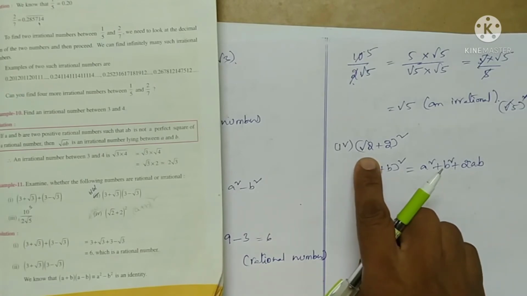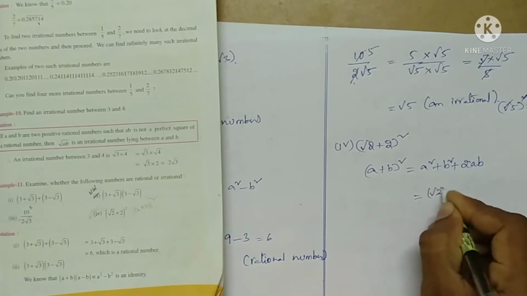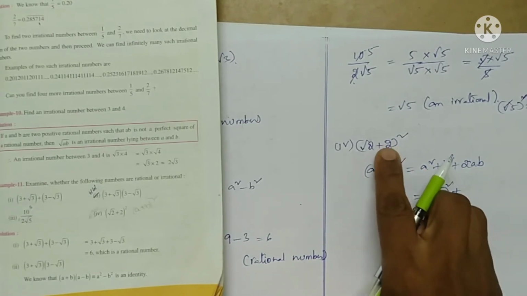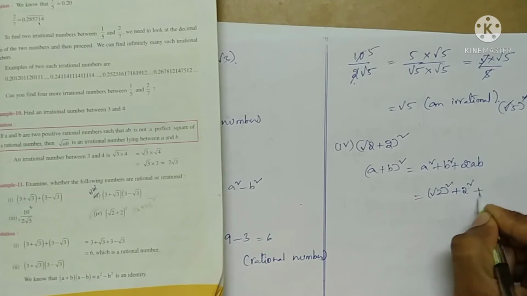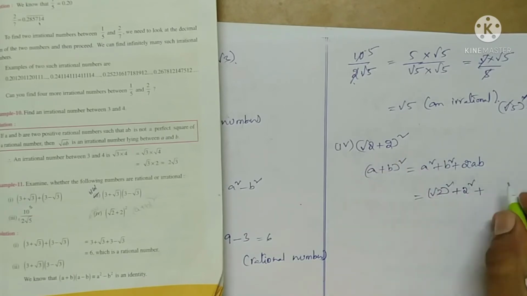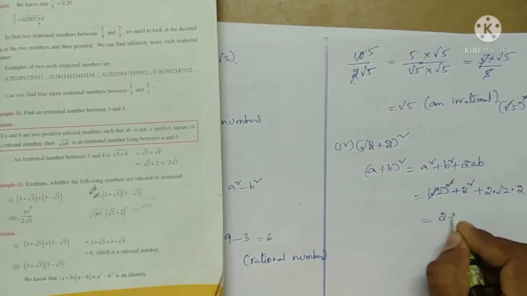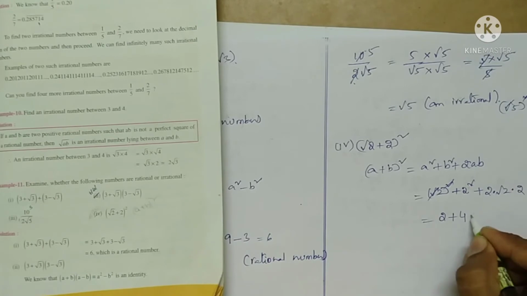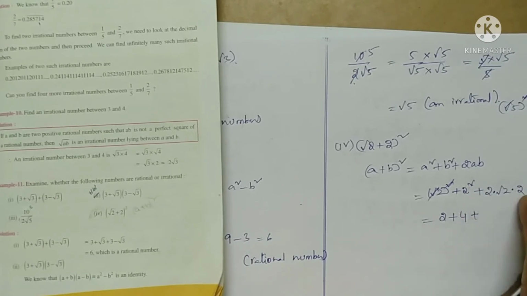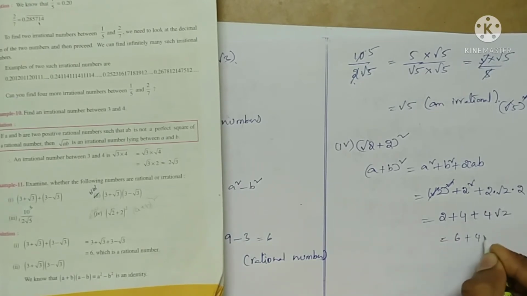Here a is equal to root 2, b is equal to 2. So a square is root 2 whole square, plus b square is 2 square, plus 2 into a into b, which is 2 into root 2 into 2. Here the square root cancels. So 2 plus 4, and 2 into root 2 into 2 is 4 root 2. So 2 plus 4 is 6, plus 4 root 2.